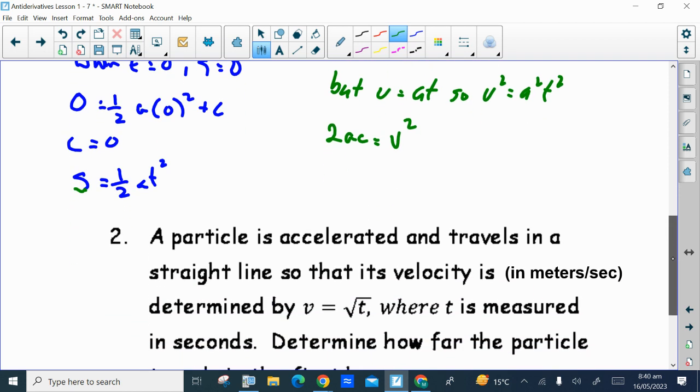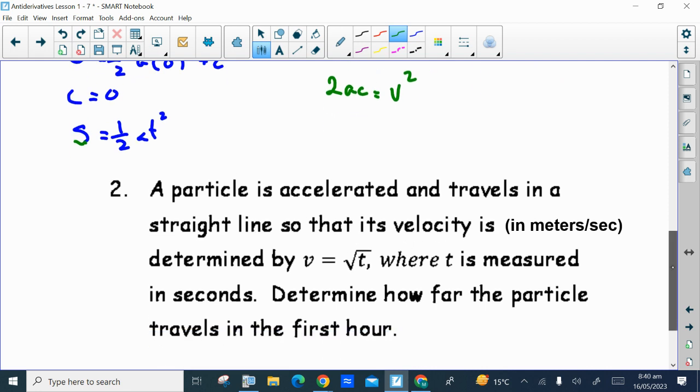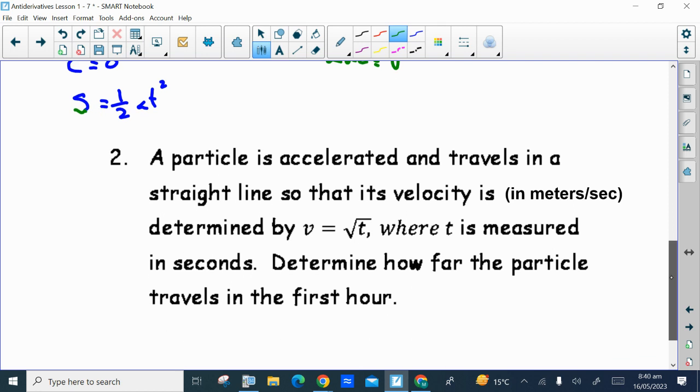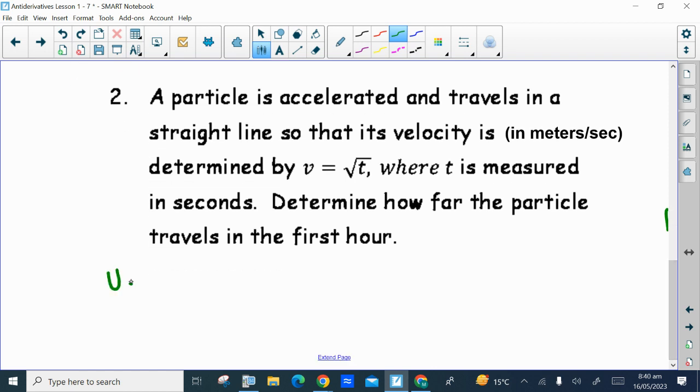Number 2 says a particle is accelerated. It travels in a straight line, so its velocity in meters per second is determined by v equals the root of t, where t is measured in seconds. Determine how far the particle travels in the first hour. So again, we have velocity, which remember is ds by dt. The derivative of the position function gives you velocity. It's the instantaneous rate of change over time. And this equals t to the power 1/2.